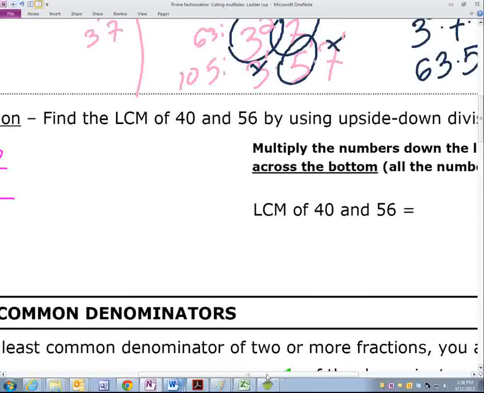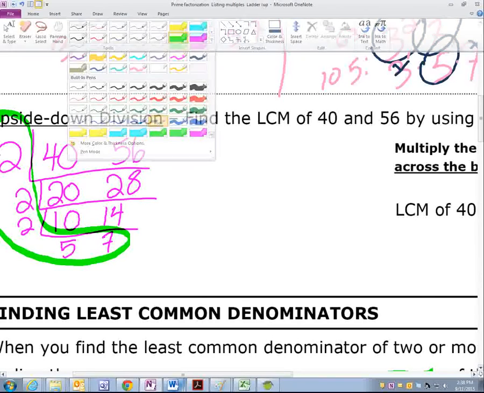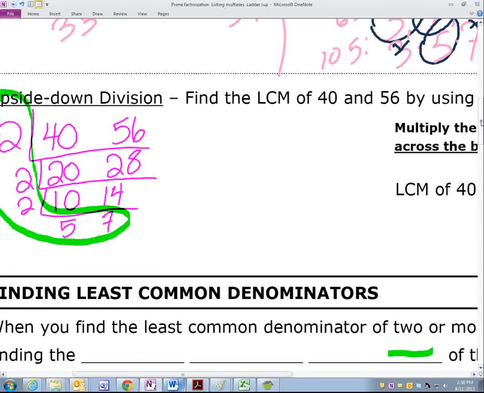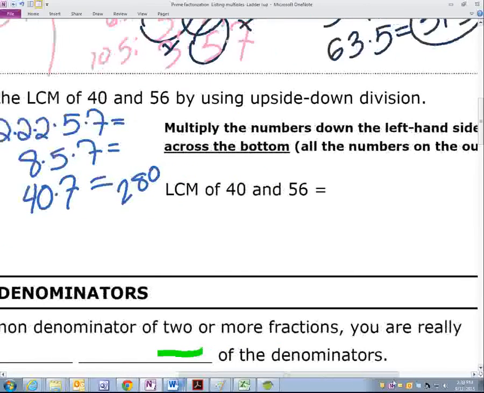So I'm going to multiply all those numbers. Because remember, the least common multiple is like saying the smallest person or the smallest lineman on the Rams. 2 times 2 times 2 times 5 times 7. So we have 8 times 5 times 7, which is equal to 40 times 7, which is the same thing as 4 times 7 with a 0 on the end. So 28 with a 0 on the end. 280.